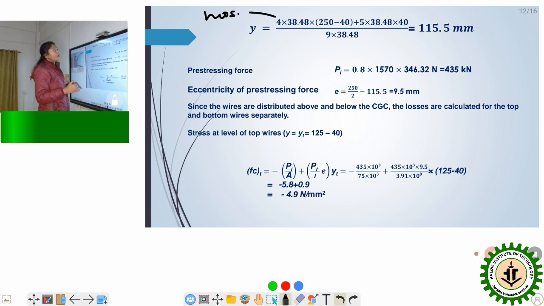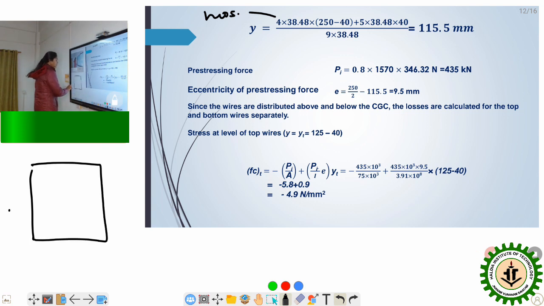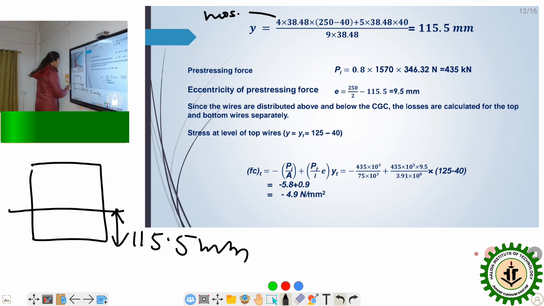Now we go to the bottom layer of the steel. We are going to find the CGS basically. In the bottom layer we have five tendons which are placed at 40 mm from the bottom of the section. Divided by the total number of tendons into the area, we get the CGS, which is 115.5 from the bottom. So the CGS lies 15.5 mm below the centroid. So this is the CGS, right?